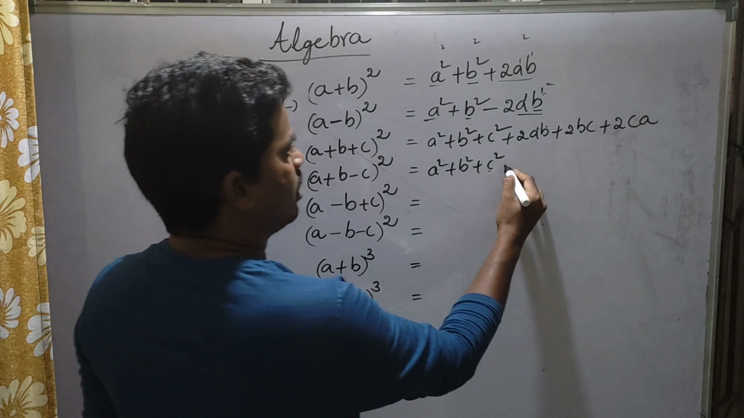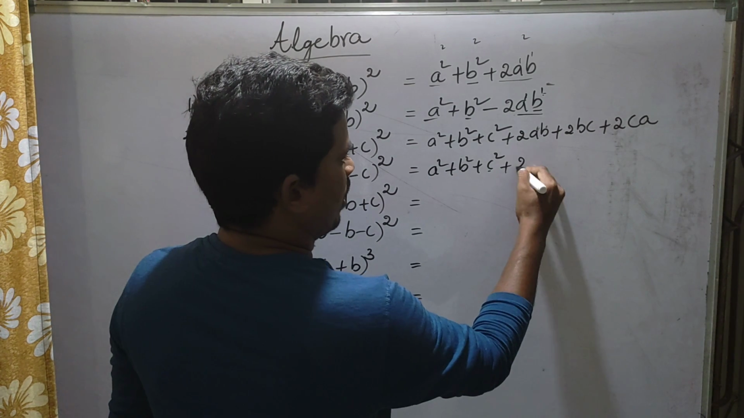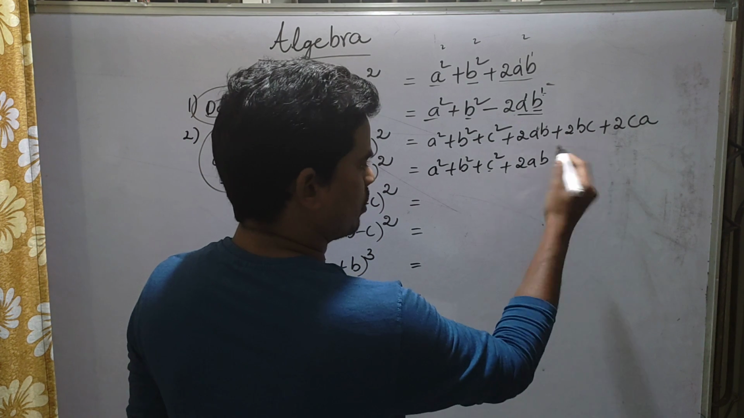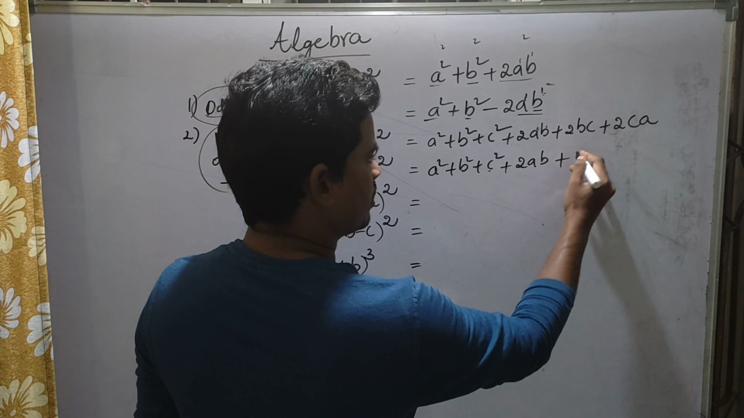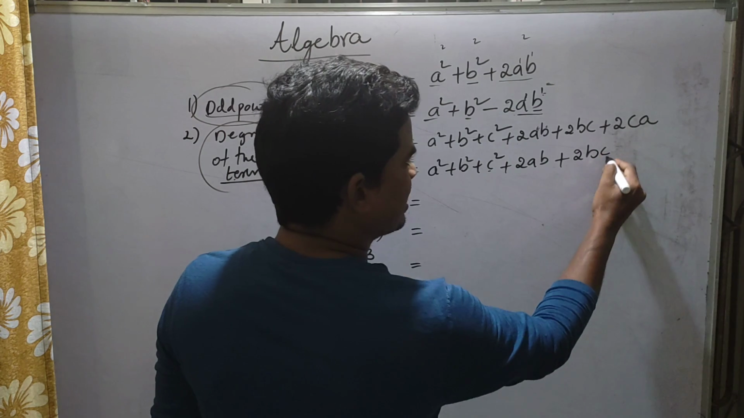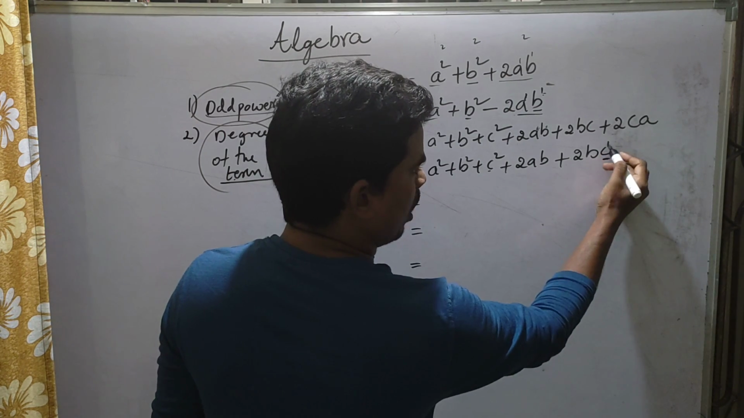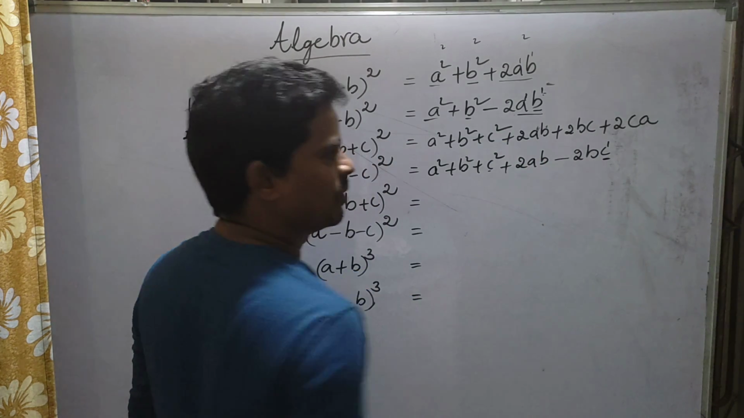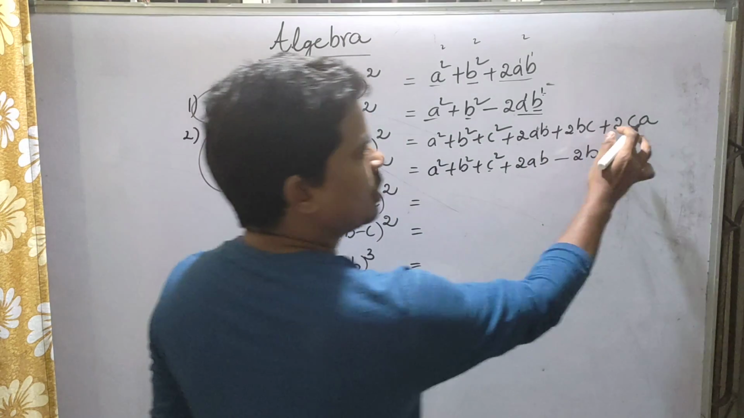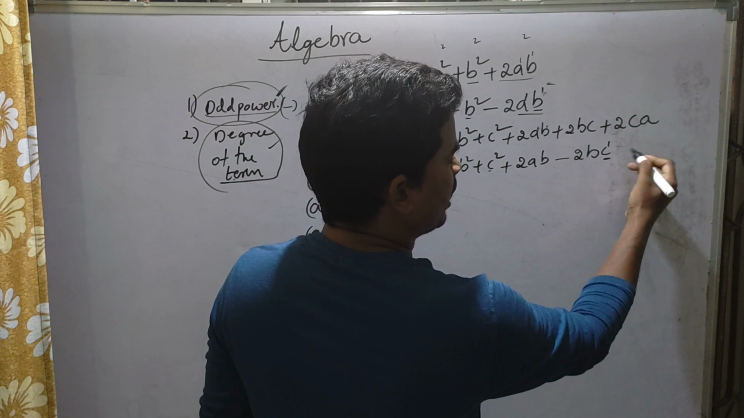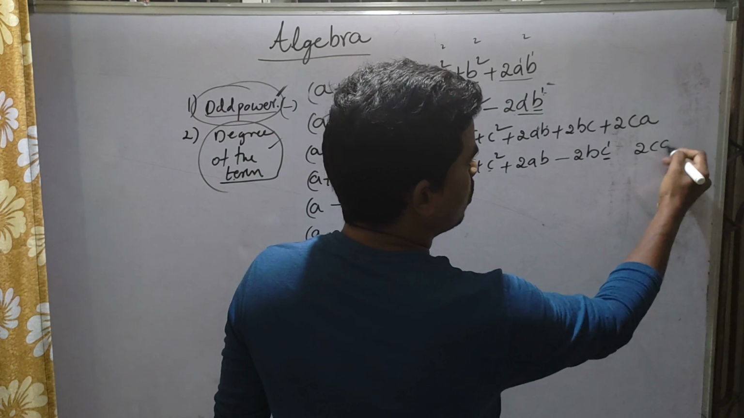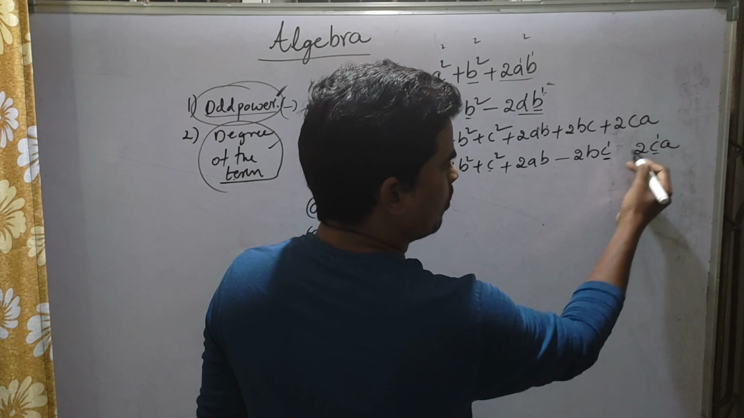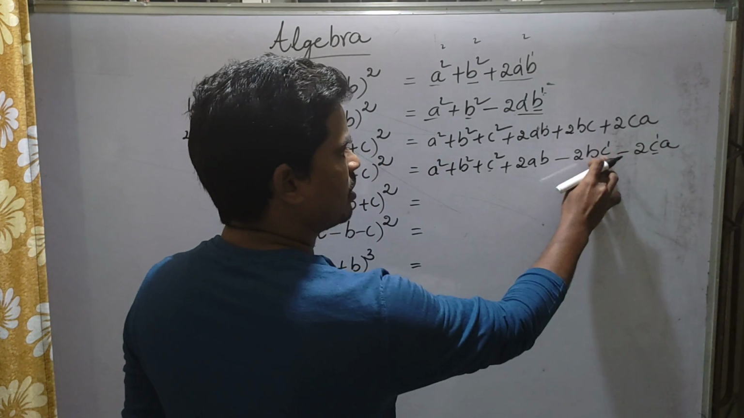Plus c square. Next, plus 2ab. Here c is not there, so plus only. Then 2bc: c we got and its power is 1 only, which means odd power, so that means we will get minus. Next, 2ca. Again the next term is 2ca. c has the power 1, which means an odd power, so that means we will get minus.